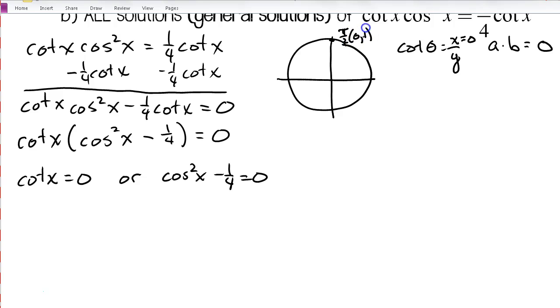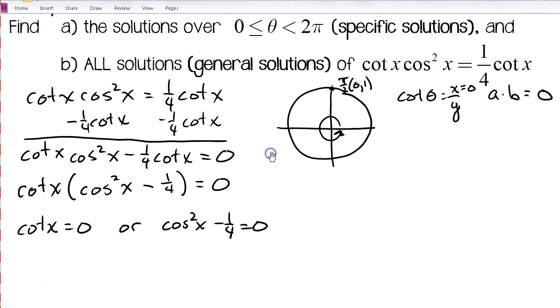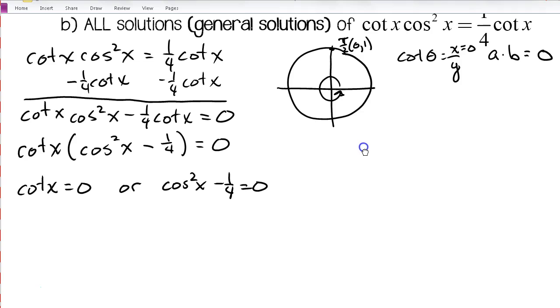That's (0, 1). And again, we're going around one time because the problem specifies on the interval from 0 to 2 pi. And down here at 3 pi over 2, so that would be (0, negative 1). So these would be our two solutions here. We've got x is equal to pi over 2 and 3 pi over 2. This is for part A.